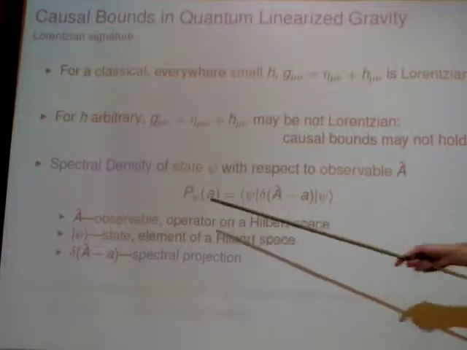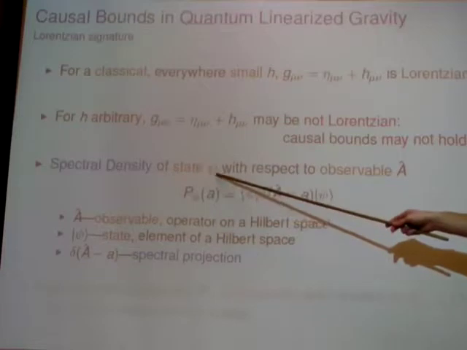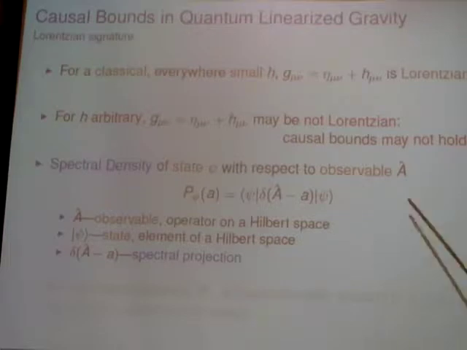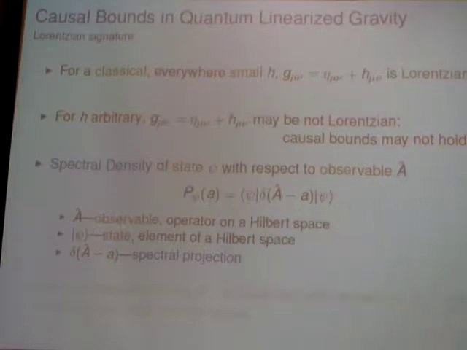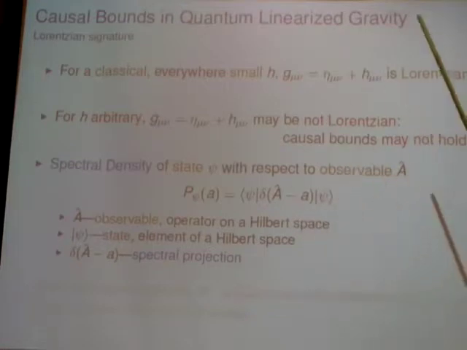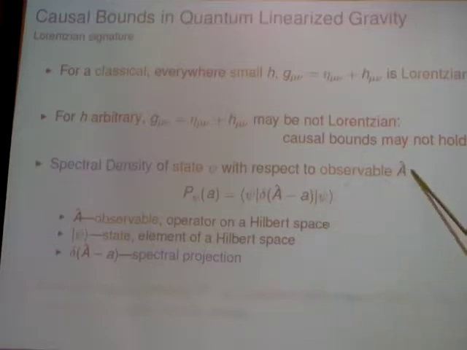So first, I need to define some technical idea I call a spectral density of a state with respect to an observable. Okay, if we're dealing with just a particle with one degree of freedom, and you think of the observable as x, then this quantity here is none other than the modulus squared of the wave function at some particular value x, which sits in the spectrum of the position observable.